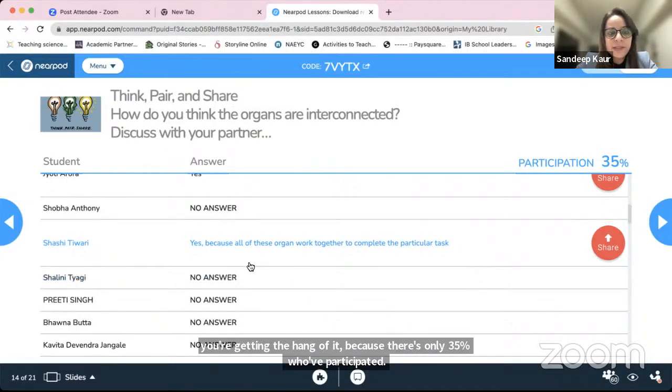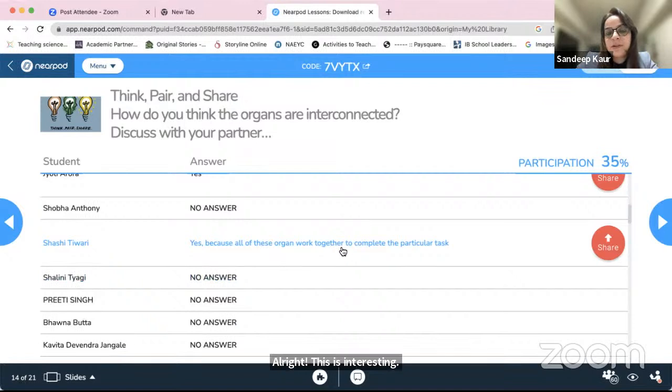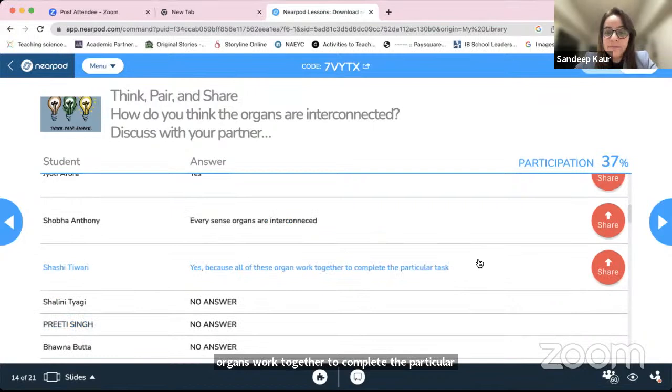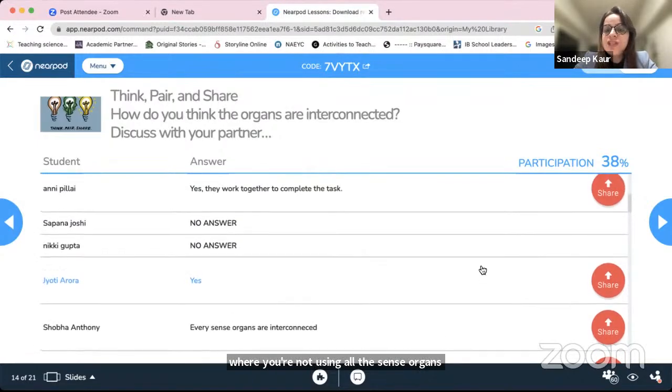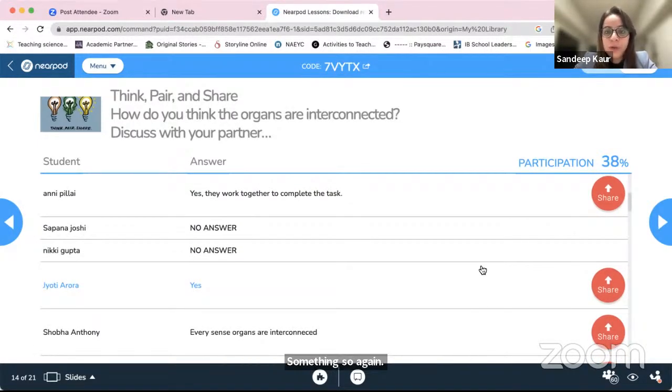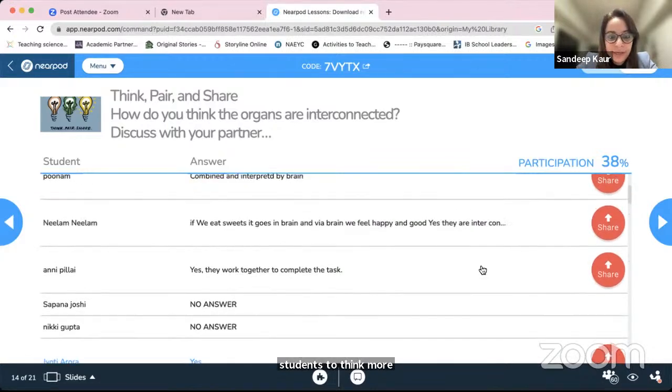All right, this is interesting. Yes, because all of these organs work together to complete the particular task. And then again, you can ask for an example from your students. Can you give me an example of where you're using all the organs to complete one task? Or give me an example where you're not using all the sense organs. So again, challenging and pushing your students to think deeper, and building real life connections. That is what we are looking at, right?